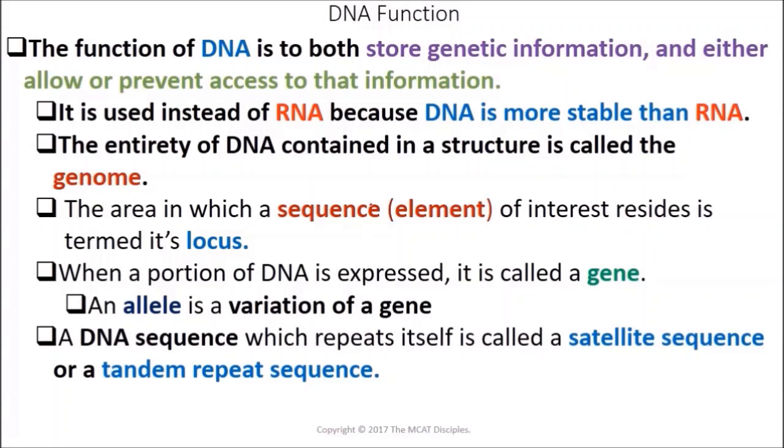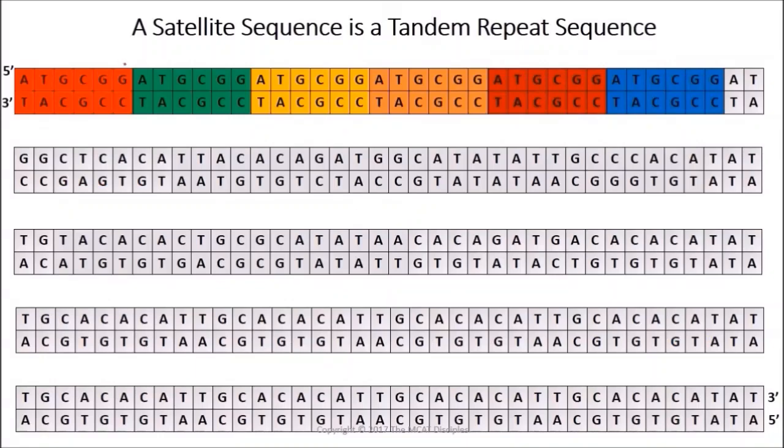A DNA sequence which repeats itself is called a satellite sequence or a tandem repeat sequence. So let me show you that. I've highlighted the repeat sequence in different colors so that you can see how it repeats itself. You'll see that it's ATG, CGG, ATG, CGG, and it keeps going like that. That's called a tandem repeat sequence.